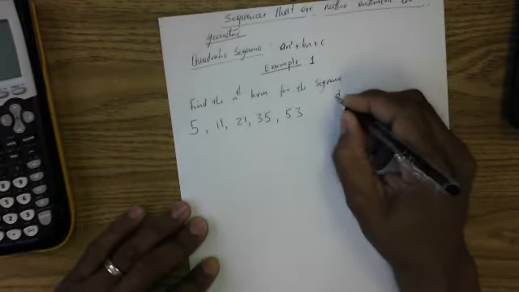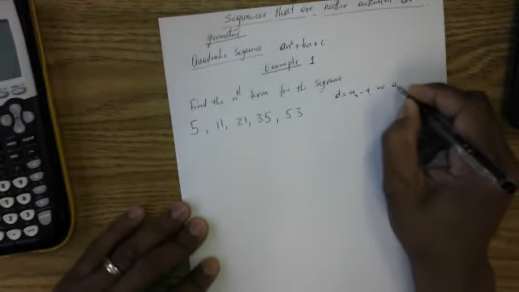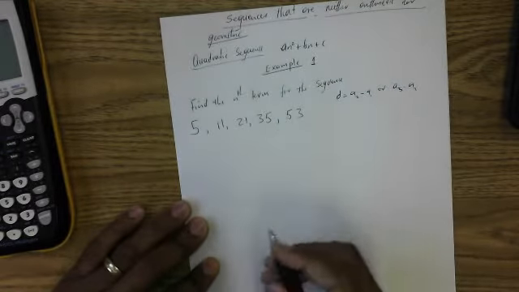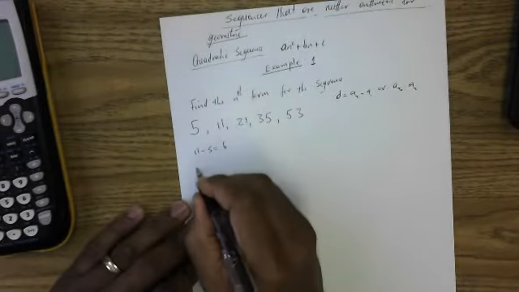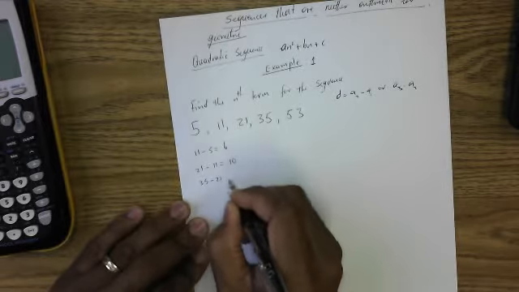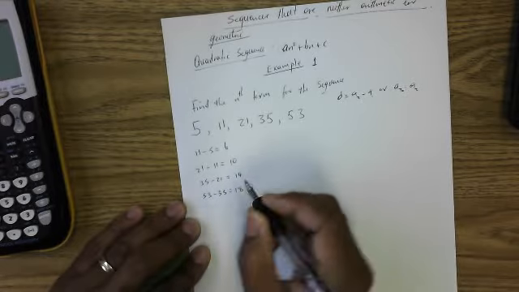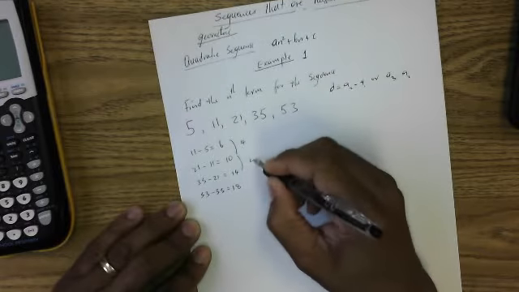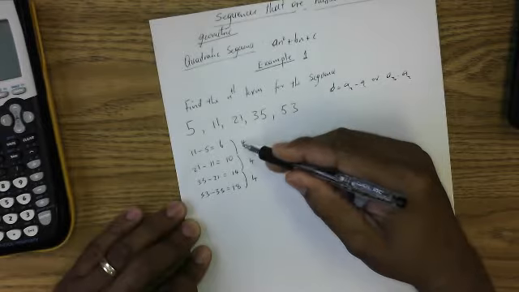Remember that the common difference in an arithmetic sequence is a sub 2 minus a sub 1, or a sub 3 minus a sub 2. So we're going to treat this sequence like it's an arithmetic sequence. So this would be 11 minus 5, that is 6, and 21 minus 11, that is 10, and 35 minus 21, that is 14, and 53 minus 35, that is 18. To move from the 6 to the 10, we added 4, from the 10 to the 14, we added 4, from the 14 to the 18, we added 4. So this would be our common difference.